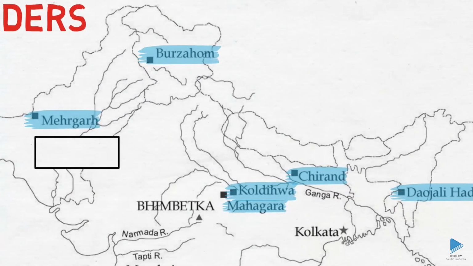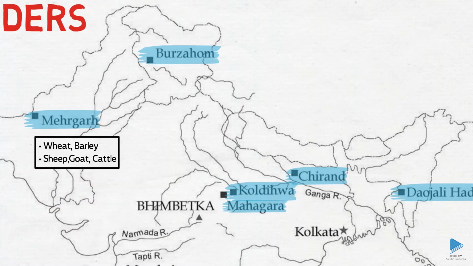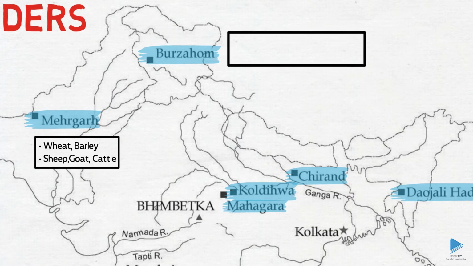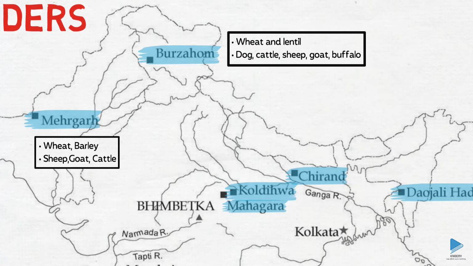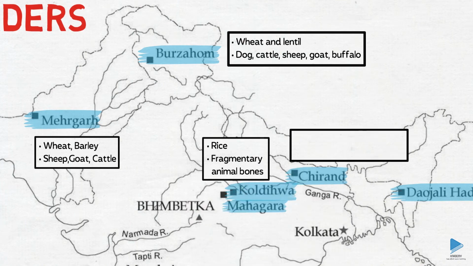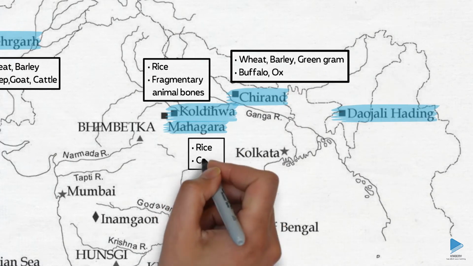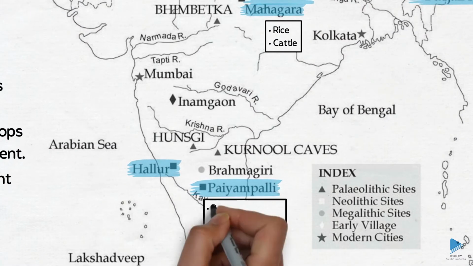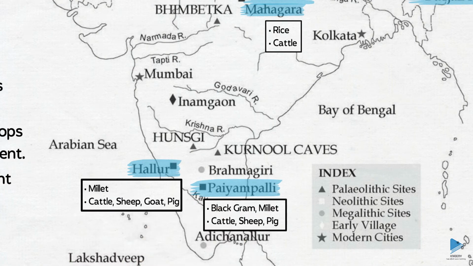In present-day Pakistan at Mehrgarh, evidence of wheat, barley, sheep, goat and cattle is found. In present-day Kashmir at Burzahom, evidence of wheat, lentil, dog, cattle, sheep, goat and buffalo is found. In the east at Koldihwa, evidence of rice and fragmentary animal bones. At Chirand, evidence of wheat, barley, green gram, buffalo and dog. And at Mahagara, evidence of rice and cattle is found. In the south at Paiyampalli, black gram, millet, cattle, sheep, pig. And at Hallur, archaeologists have found evidence of millet, cattle, sheep, goat and pig.